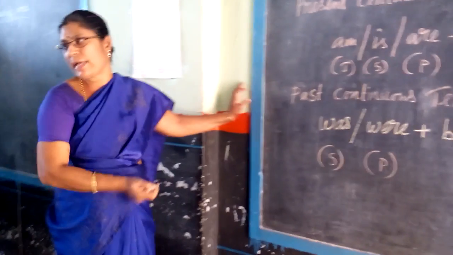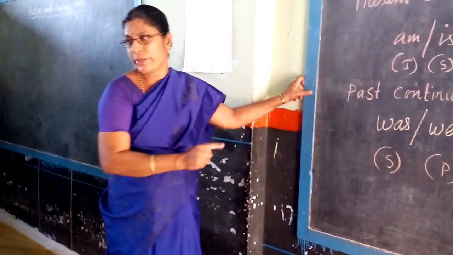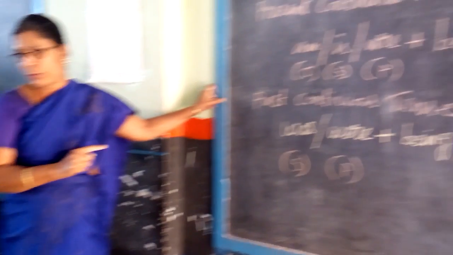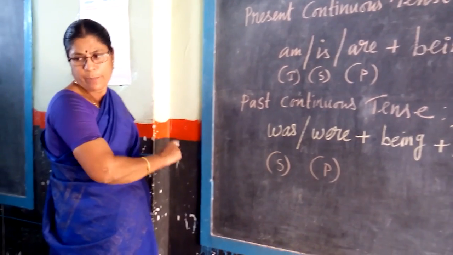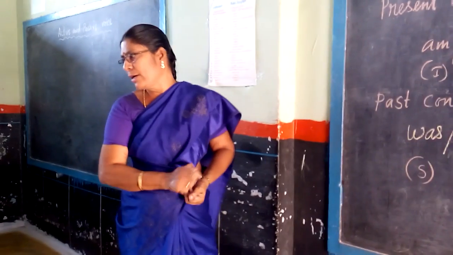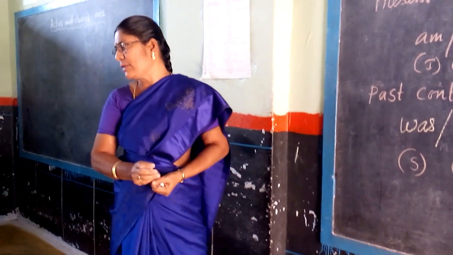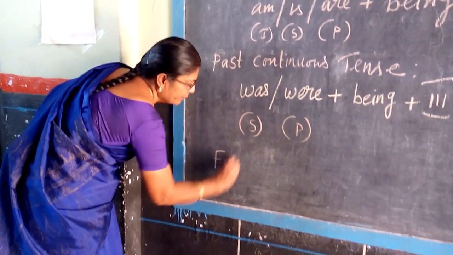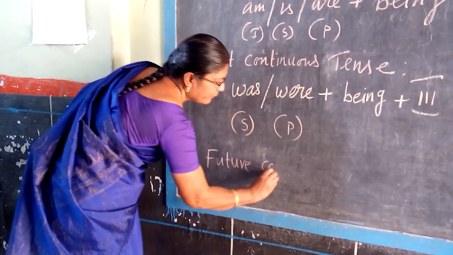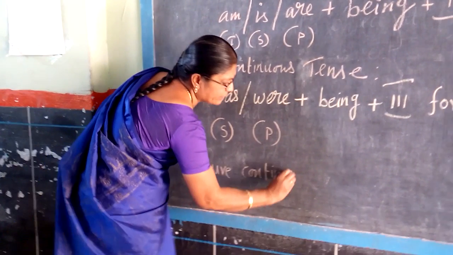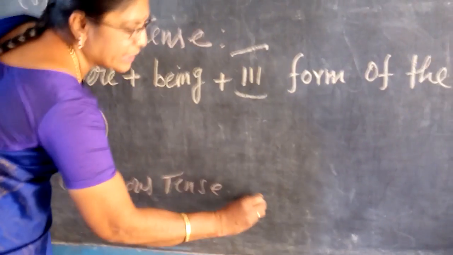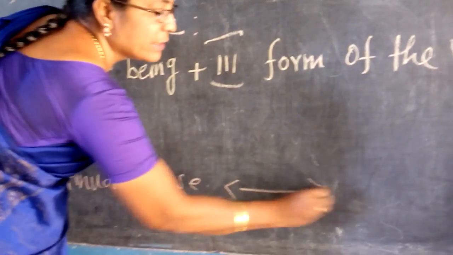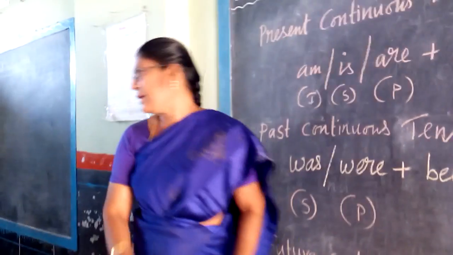So we cannot change future continuous tense from active to passive. You can change present continuous, you can change past continuous, but you cannot change future continuous tense from active to passive. Future continuous tense, we can't change.